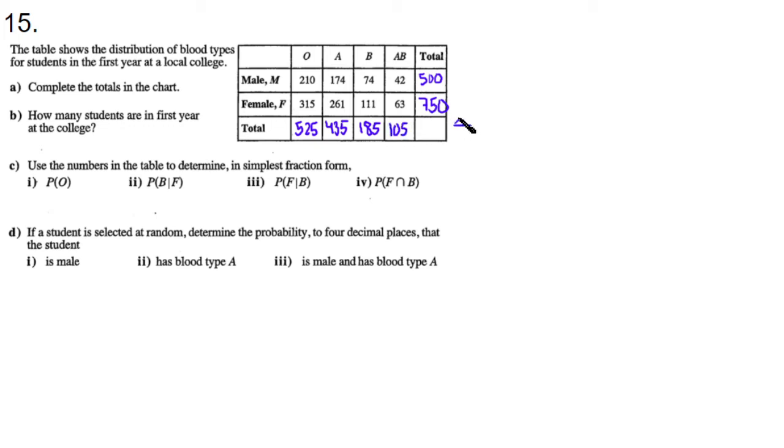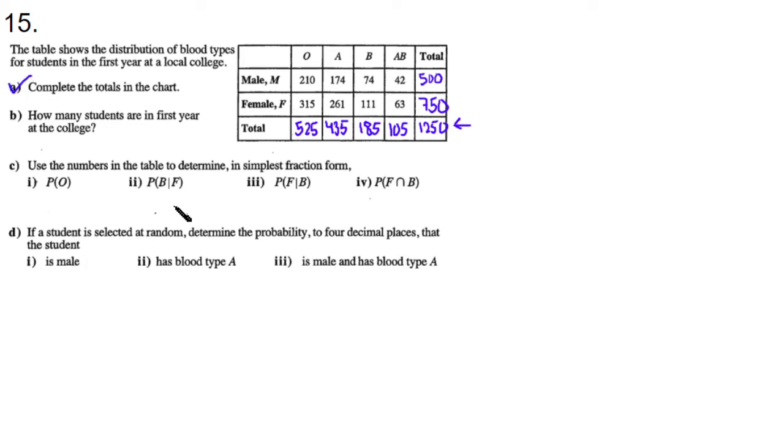And then in this corner cell, we're going to have the total number of individuals, which we can either get by adding up these four numbers or the number of males and females. Either way, we're going to get 1,250 individuals. All right.